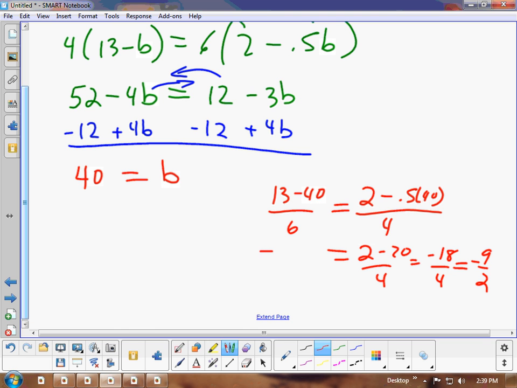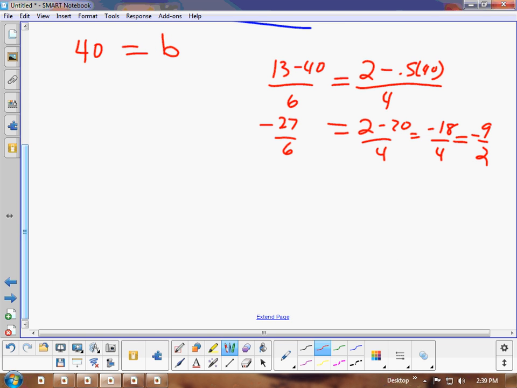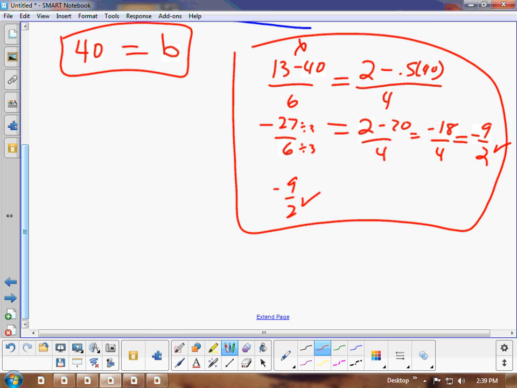And there's this 9/2 over here. Well, let's see, negative 40 minus this is 27/6. And 27/6 reduces, 3 goes into both, to negative 9/2, and it will check out also. So my answer, box your answer, box your check.